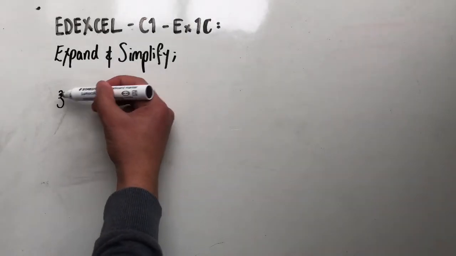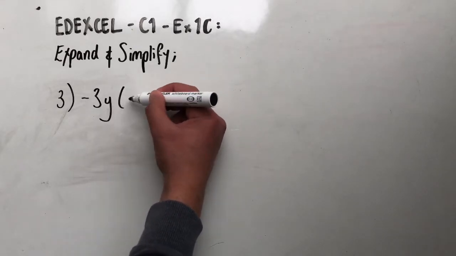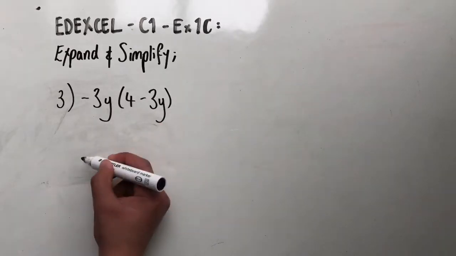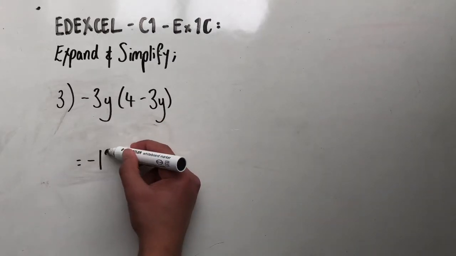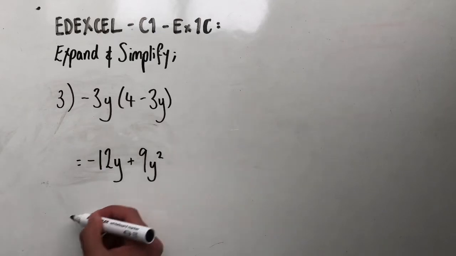Question 3 is minus 3y, open brackets 4 minus 3y, close brackets. Same principle again, we times the minus 3y by every term inside the bracket. So minus 3y times 4 is minus 12y, and then the minus 3y times minus 3y is plus 9y squared.